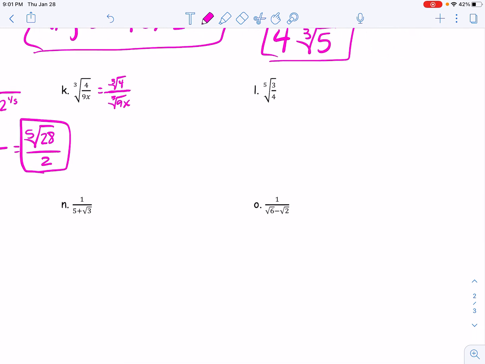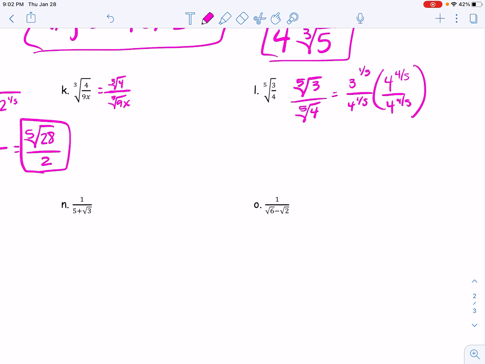Okay, L is going to be the 5th root of 3 over the 5th root of 4. But I know that 4 is really 2 times 2. So we can do that. Or we can just go the route of working it as is, and that's fine. So really we know that this is 3 to the 1/5 over 4 to the 1/5, which means I'd have to multiply by 4 to the 4/5.